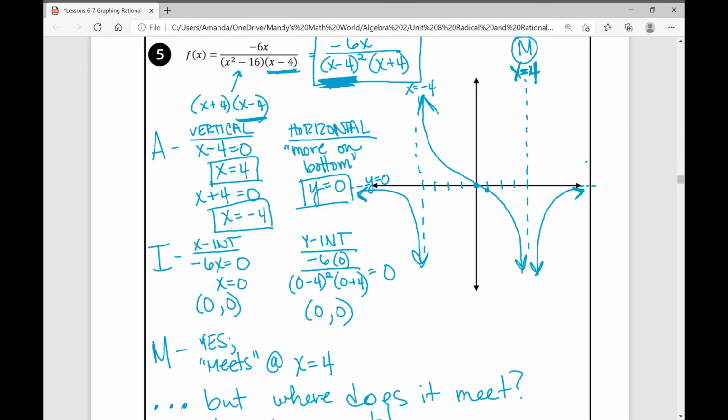So that concludes your notes over graphing rational functions, Day 2. It was a little more challenging than Day 1. If you're still confused, you can always go back to that first video and see if you can maybe grasp some of those concepts a little bit better, but I hope it was helpful.